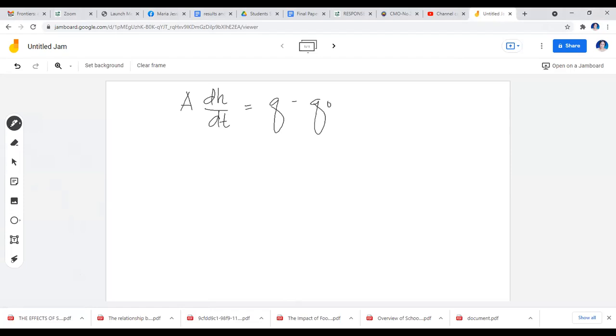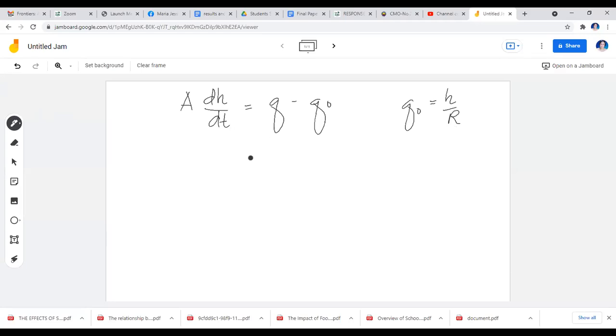Okay. Now, if the relationship between head and volumetric flow rate through the resistance is linear, then we can change this Q sub O here in terms of H and R. It's because our unknown function here is H and our independent variable here is T. So we cannot have more than 2 variables to consider when we are determining the transfer function. So it's a must that this Q sub O here should be changed to this relationship.